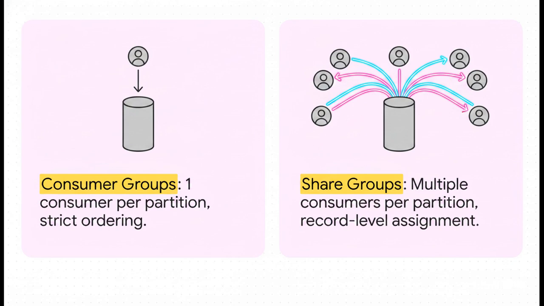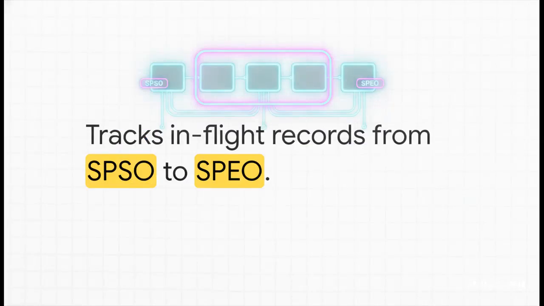Share groups literally throw that limitation out the window. You now have record-level assignment, which means hundreds of consumers can pull from a single partition simultaneously. The trade-off is the loss of strict ordering, sure, but for long-running tasks or massive parallelization, you eliminate head-of-line blocking entirely.